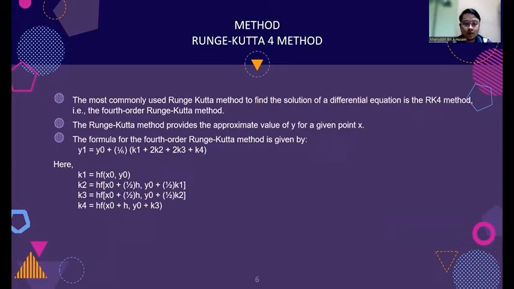Okay, next, k1 equal to h f(x0, y0), k2 equal to h f(x0 plus 1 over 2 h, y0 plus 1 over 2 k1), k3 equal to h f(x0 plus 1 over 2 h, y0 plus 1 over 2 k2). And next, for the last, k4 equal to h f(x0 plus h, y0 plus k3).